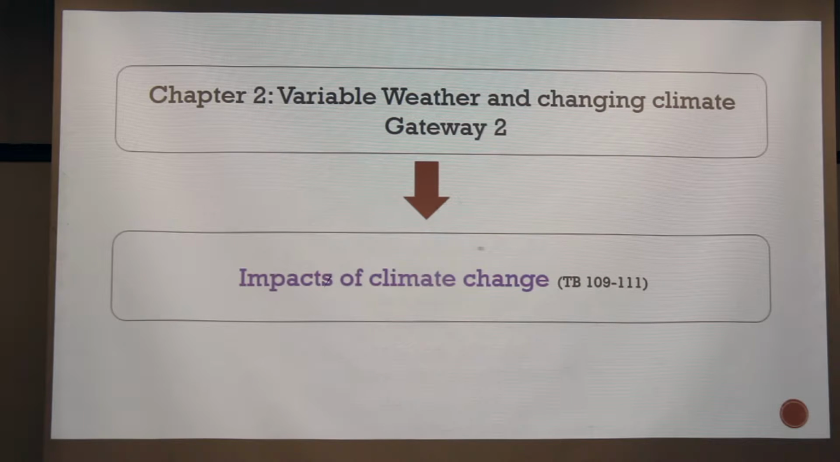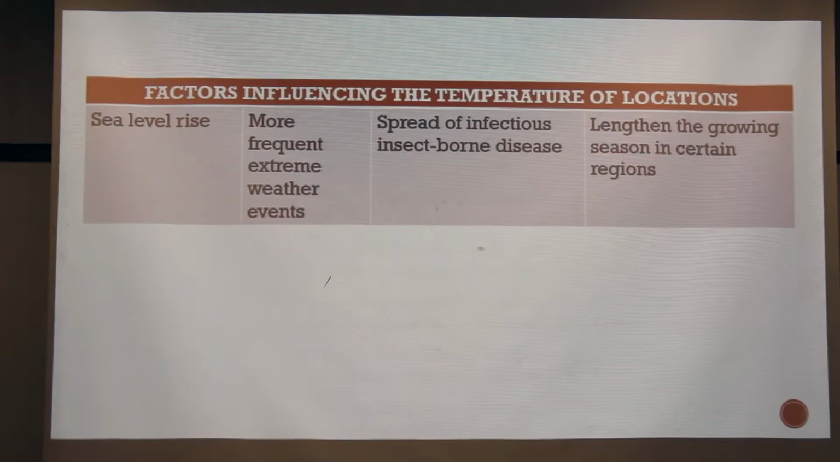I assume it's from your notes? No, it's from our memory, as we can recall it. Very impressive. So Adi says that there are 4 impacts of climate change: sea level rise, increase in extreme weather events, spread of infectious insect-borne diseases, and lengthened growing season in certain areas. Good, well done.